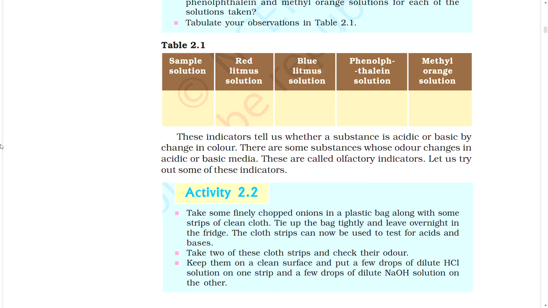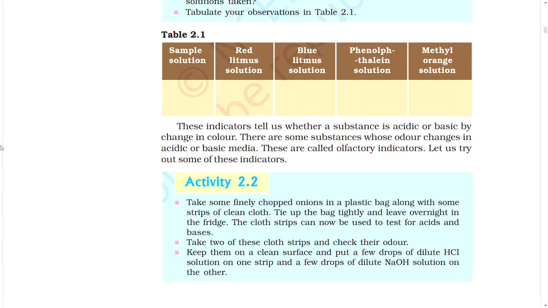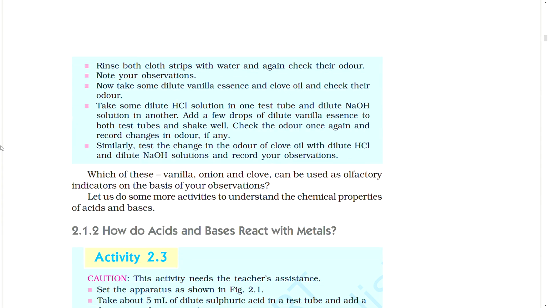Take some finely chopped onions in a plastic bag, along with some strips of clean cloth. Tie up the bag tightly and leave overnight in the fridge. The cloth strips can now be used to test for acids and bases. Take two of these cloth strips and check their odor. Keep them on a clean surface and put a few drops of dilute HCl solution on one strip and a few drops of dilute NaOH solution on the other. Rinse both cloth strips with water and again check their odor.